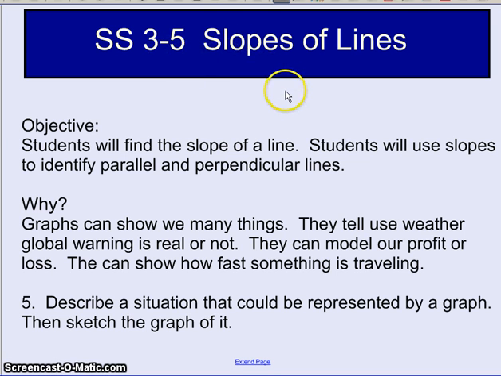We're going to be discussing section 3.5, which is slopes of lines. So you want to make sure you get the title written down in your notes. You can read through the objective and the why, and then go ahead and answer number 5 down in your notes if you want full credit for your notes today. Hope you're having a wonderful day as we get to learning slopes of lines.